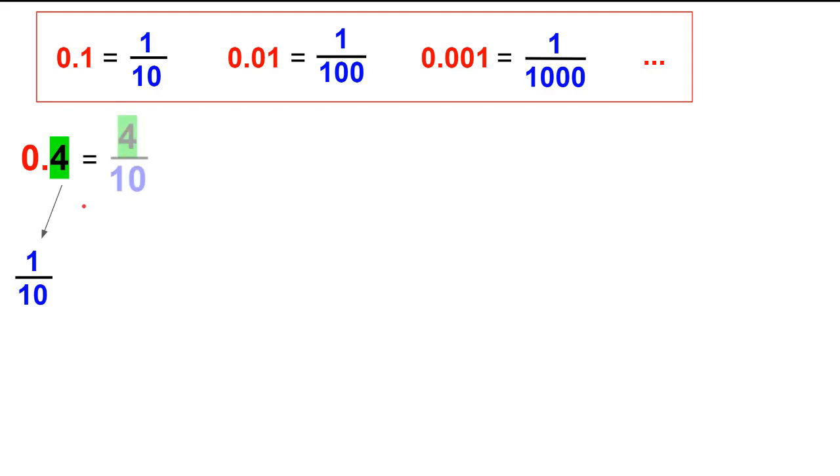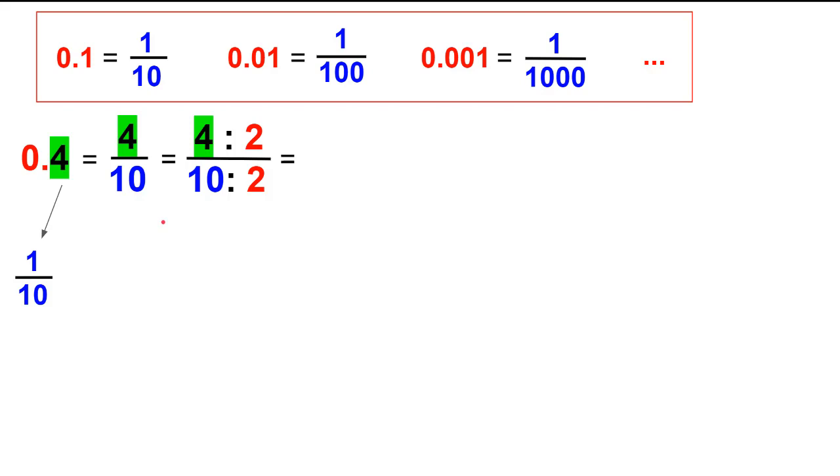That's 4 times 1/10. 4 times 1/10. However, in this case, both the 4 and the 10 are even numbers, so we can divide them by 2. If you perform the same action on the numerator and on the denominator, you do not change the value of the fraction. You just change the way it looks. You change its representation, but the value remains the same.